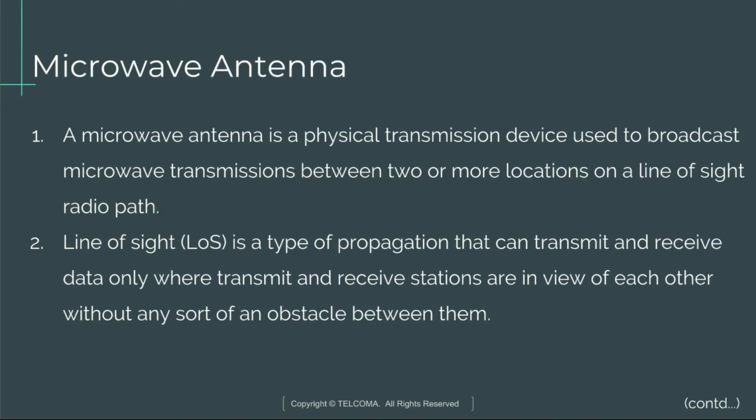Next is microwave antenna. It is a physical transmission device used to broadcast microwave transmissions between two or more locations on a line of sight radio path. Line of sight is a type of propagation that can transmit and receive data only where transmit and receive stations are in view of each other without any sort of an obstacle between them.